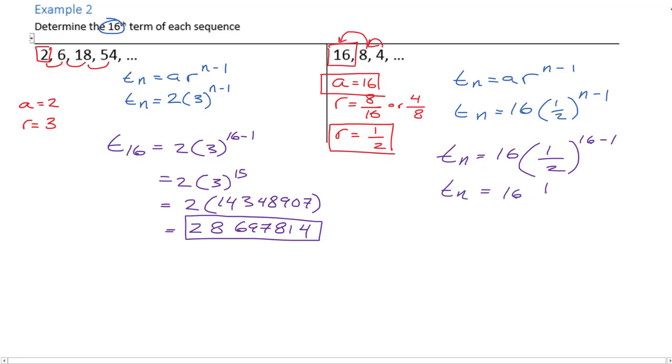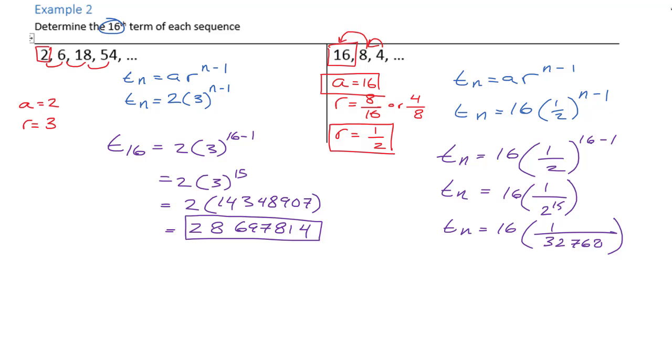So it's really just going to be, because 1 to the power of 15 is just 1, what's 2 to the power of 15? So punch in your calculator, 2 to the 15, and we have 16 times 1 over 32,768. Now, this is going to be divisible by 16 because it's a multiple of it. So I'm just going to go, okay, 16 divided by 16 is 1, and 32,768 divided by 16.